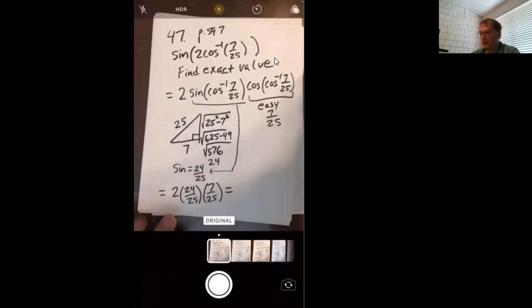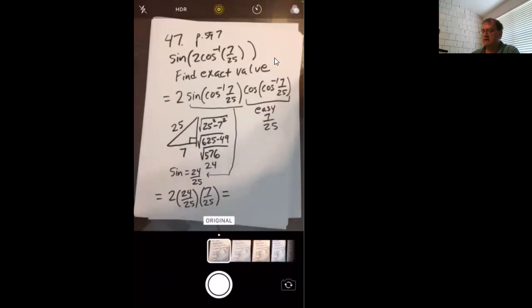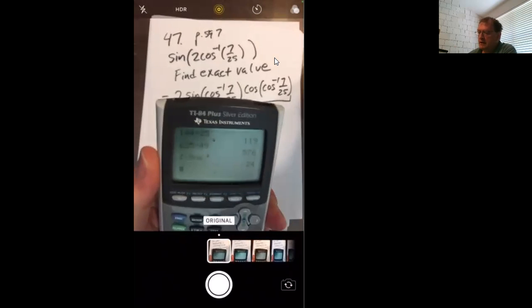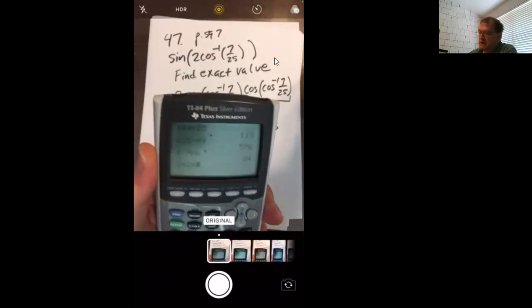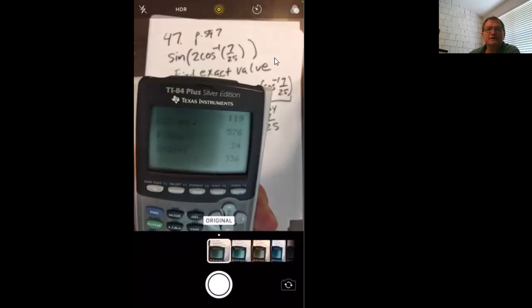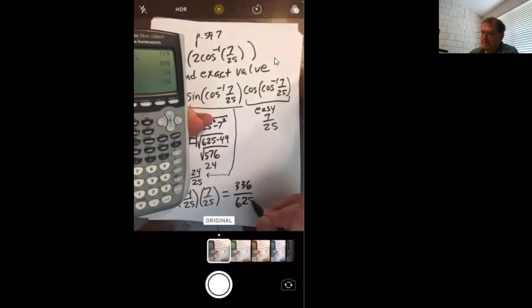So you're going to equal twice times 24 over 25 times 7 over 25. So you're going to get 2 times 24 times 7 on top, however you want to do your top. 2 times 24 times 7 is 336, over 625.